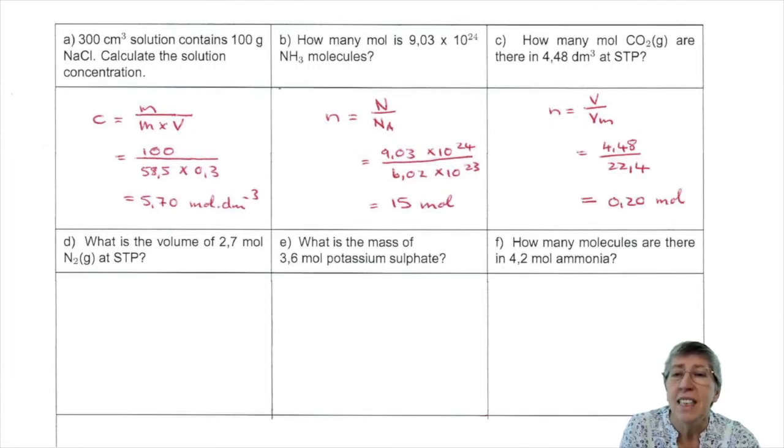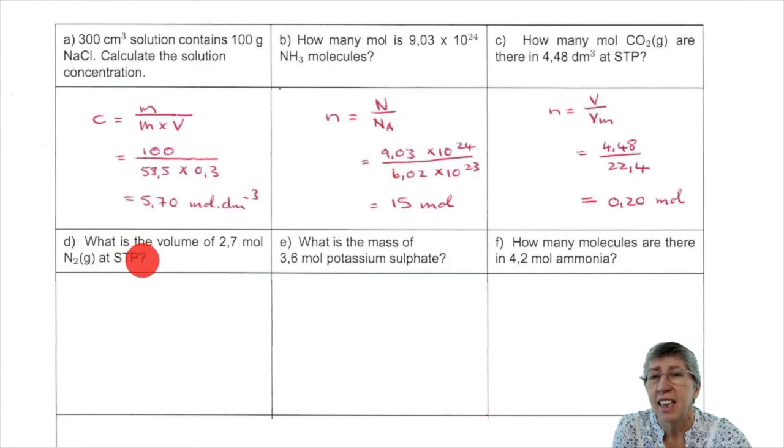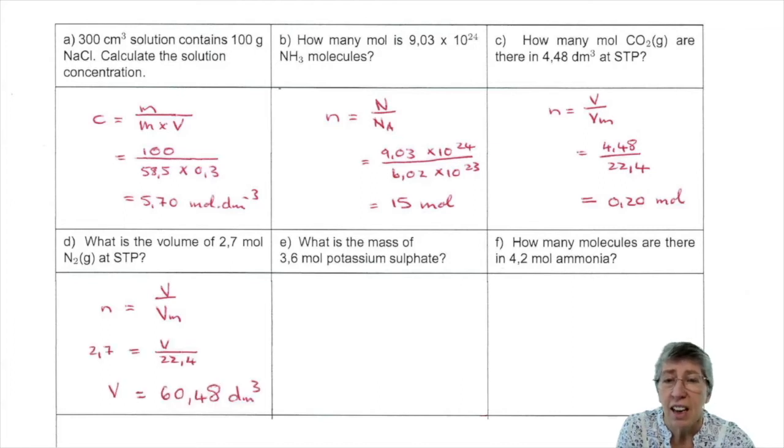Right, in number D, they ask you what volume, and they go on and they tell you it's a gas at standard temperature and pressure. So it's again that n equals V over Vm, and you are just going to substitute in there. And remember, the final unit must be cubed decimeters, because always in chemistry you need that.